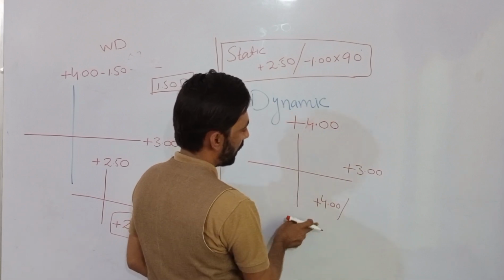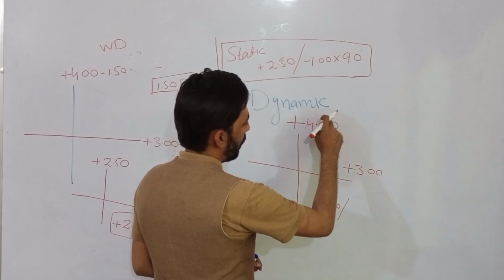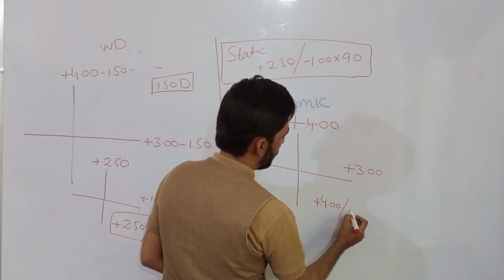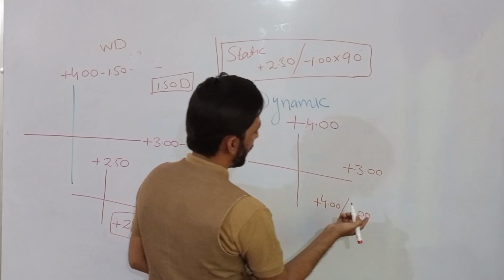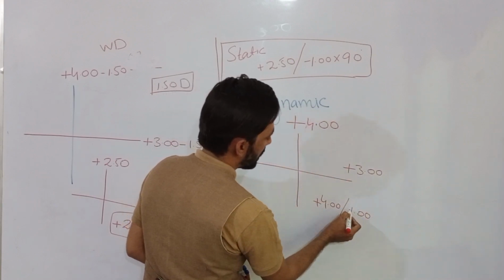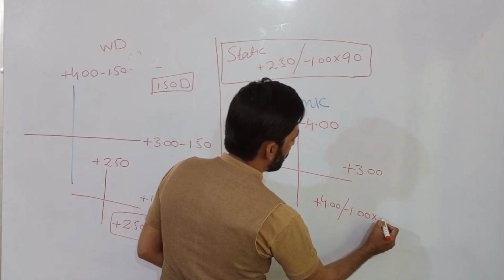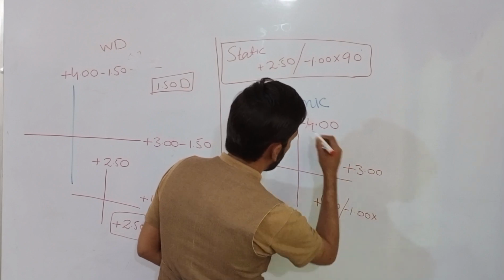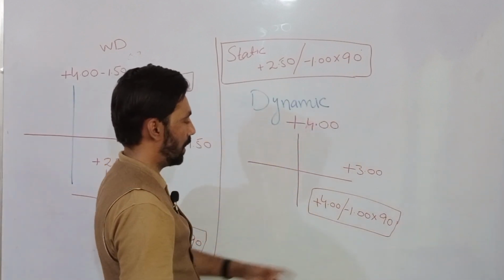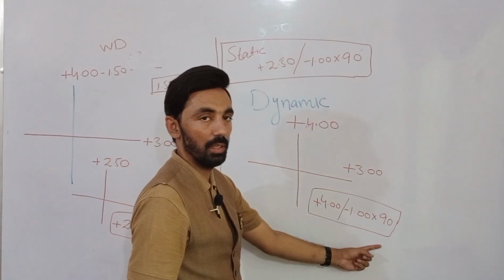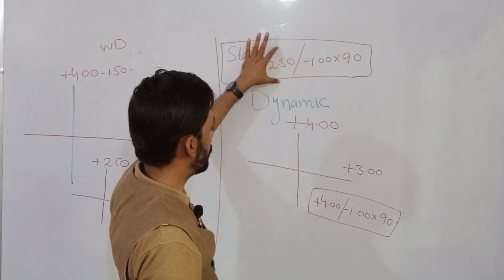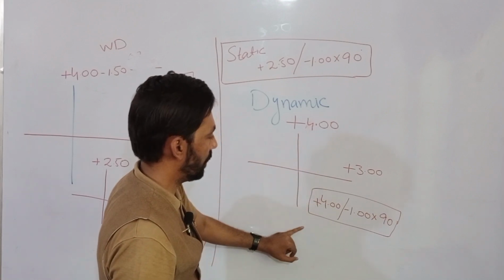So plus 4 is our spherical, and when we move for our cylinder, from this side to this side, the difference is 1, and we are moving from plus 4 to plus 3. With greater plus to lesser plus, the sign would be minus, and the axis is 90 degrees. So this value is plus 4 with minus 1 cylinder at 90 degrees, right? This is the answer of the dynamic retinoscopy. Static is this one, dynamic is this one, right?